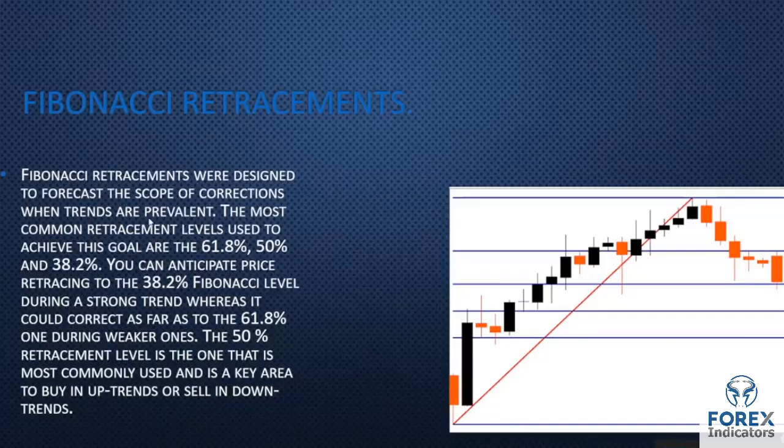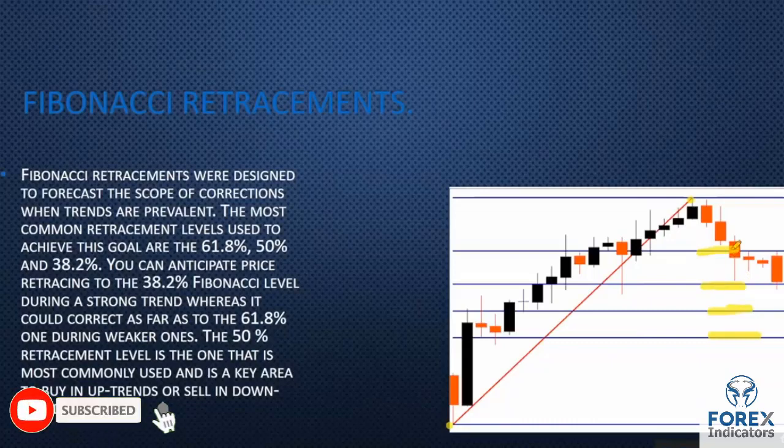So in other words, if price was in an uptrend and the uptrend started here and ended here, your retracement levels would be here, here, here, and here. This is 61.8% of the previous move. This is 50% of the previous move. This is 38.2, and this is an important one, but it's the 23.6 level of the prior previous move.